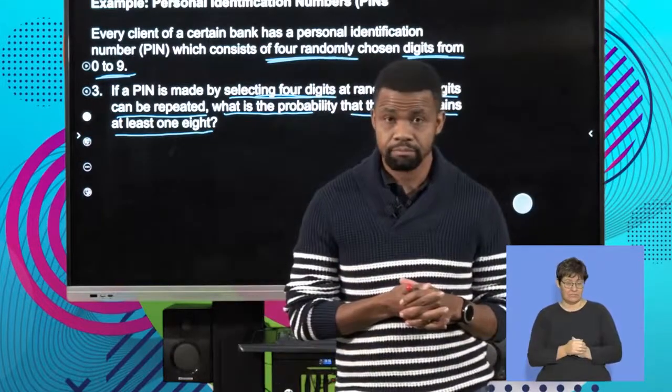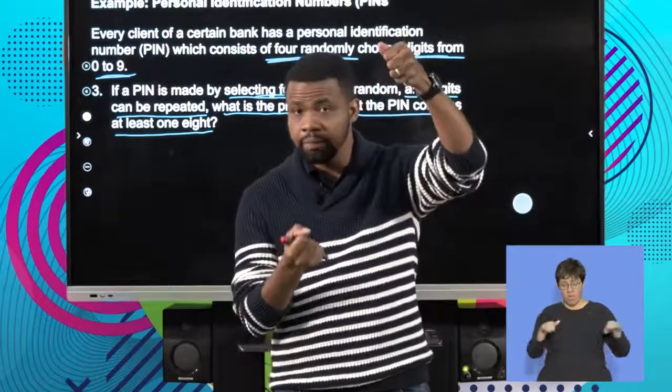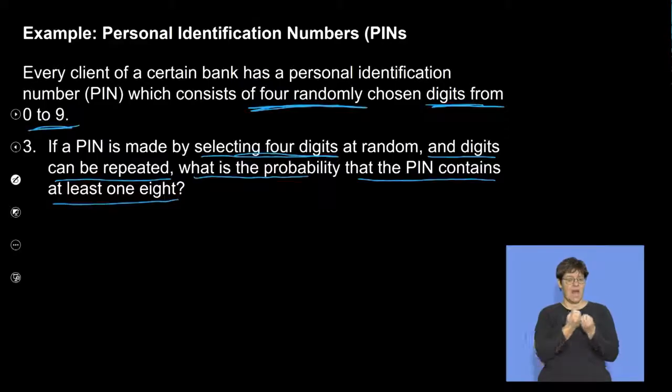Remember the probability, it's what? Okay? It's the event divided by the possible outcomes. So we'll have to use our counting to calculate our event and our outcomes, and be able to divide both and calculate the probability. So firstly, we'll have to calculate how many pins have at least one 8. That's what we have to do. And let's see how we can do that.